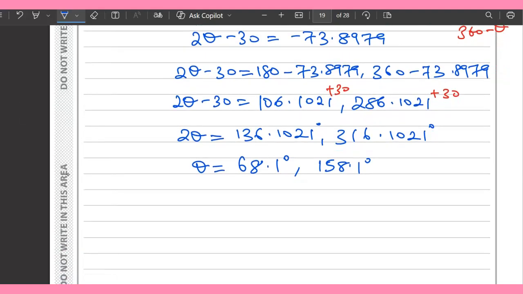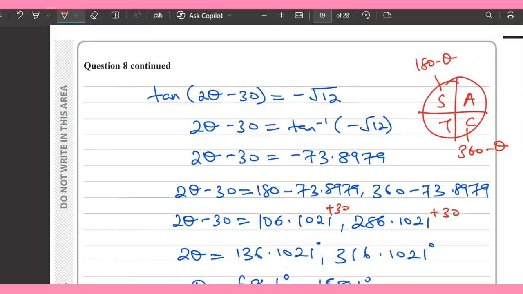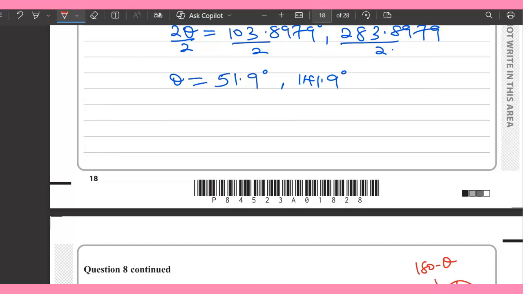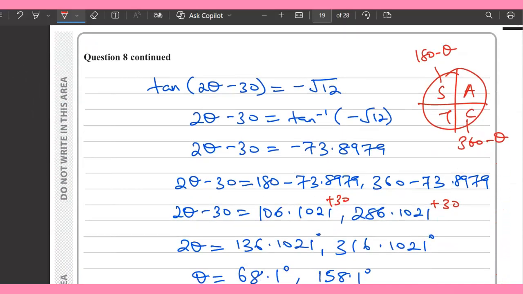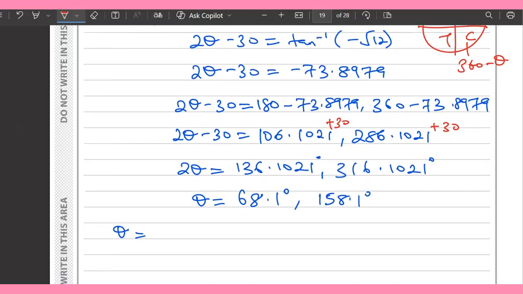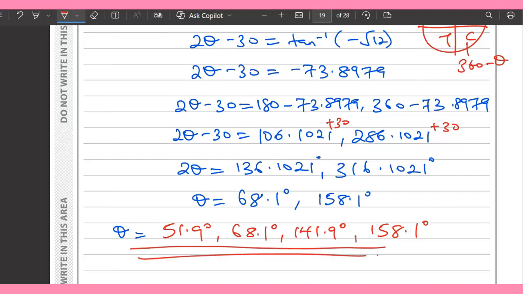So therefore all the values of theta will be: the first value here is 51.9 degrees, the second value 68.1 degrees, the third value 141.9 degrees, and the last one is 158.1 degrees. So you have to give all the 4 values, and therefore this is our solution to part A.